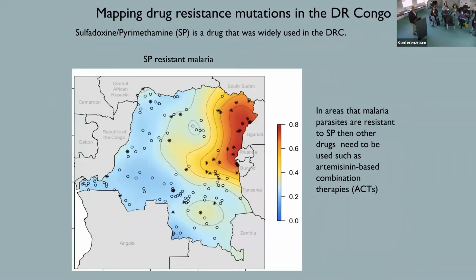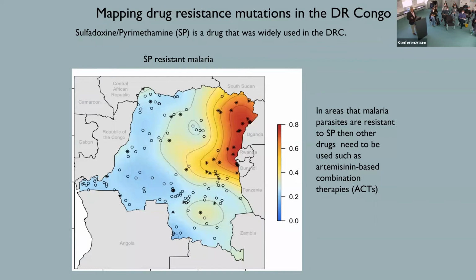So we can not just look at the distribution of malaria, but we can actually look at mutations associated with drug resistance. There's a drug called SP, widely used in the Congo, and in those red areas there's a drug resistance mutation for that particular drug. In those areas, the parasites are resistant to SP, and so we have to use other drugs, including ACT.